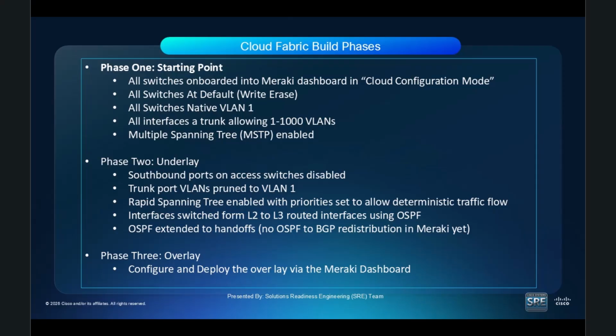Phase 2 is where it really gets fun. This is where we actually build the underlay manually and bring it up as an OSPF underlay. The southbound ports on our access switches, or what we're calling in this lab our floor switches, will be disabled southbound to all of our clients. The trunk ports will be pruned to VLAN 1 only throughout the whole entire network. Then we'll deploy rapid spanning tree, enabling it with priorities so that we allow deterministic traffic flows.